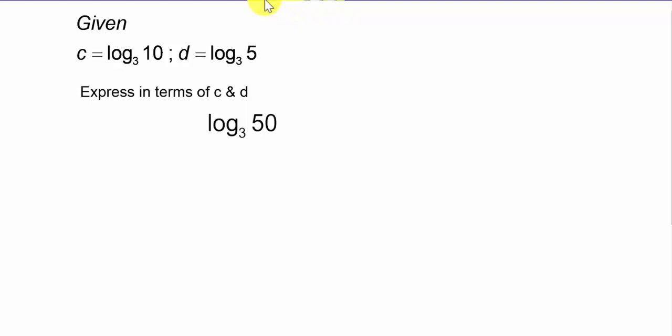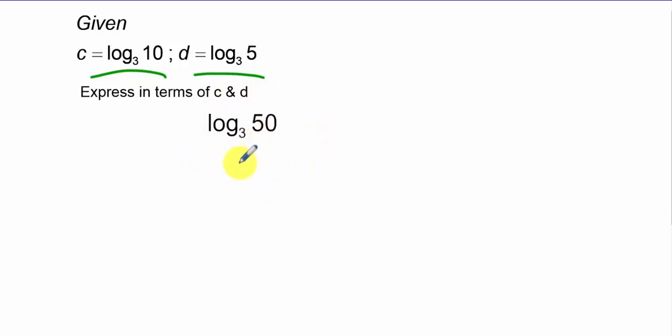Now this is a little bit different. It's phrased different, but we're actually still doing the same things. You're going to be given two quantities, C and D. And they're going to tell you that the log base 3 of 10 is equivalent to C and the log base 3 of 5 is equivalent to D. So I need to write this logarithm, log base 3 of 50, in terms of C's and D's.